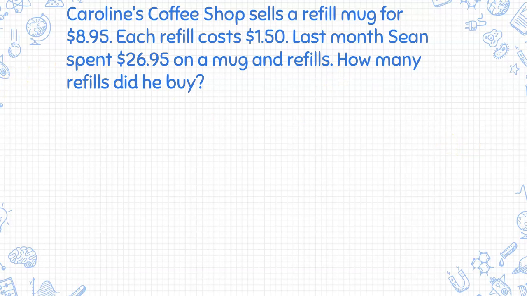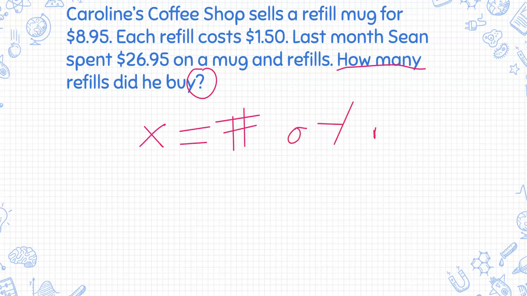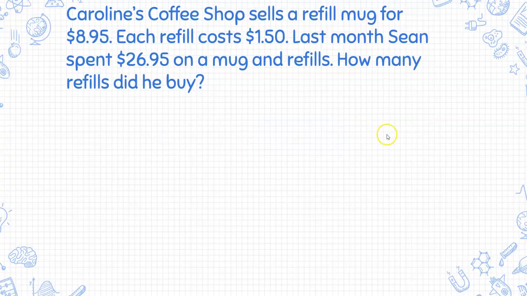So first, we need to figure out what X is. Remember, it always comes after how many or how much, and ends in a question mark. So you would say X is equal to the number of refills. And as we go through this problem, we need to keep that in mind. That's our end goal. And so now we're going to be determining our different parts and going forward like normal.